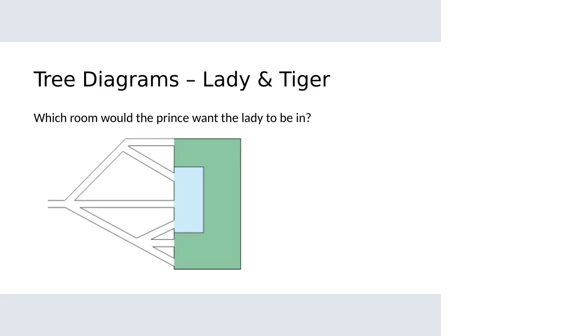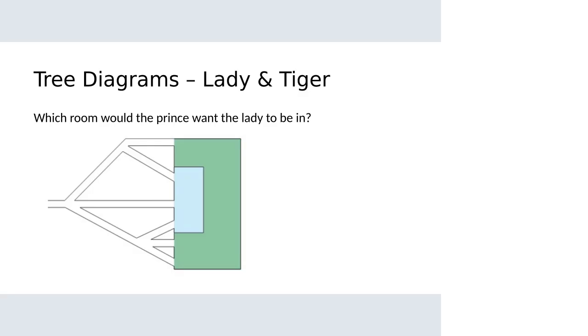Okay. Here's one called Lady and the Tiger. It's an old, I guess fairy tale, where the idea is you're the prince and what you want to do is find the lady. The king says, all right, I'll tell you what. Here's the maze. You're going to walk through this maze. And in one room, there's going to be a lady that you can marry. In another room, there's going to be a tiger that's going to eat you. Where do you want the lady to go?